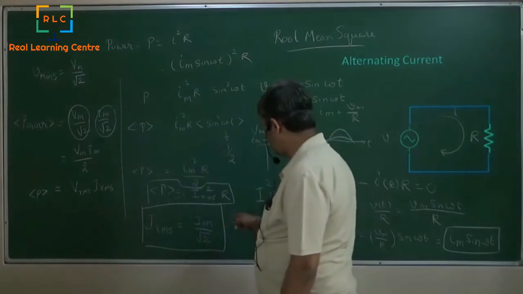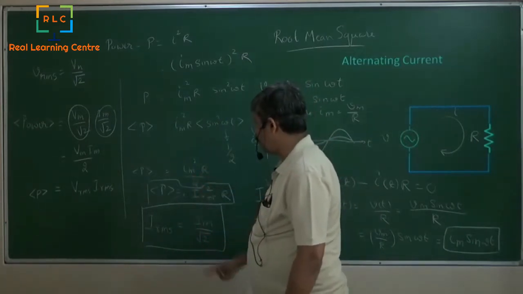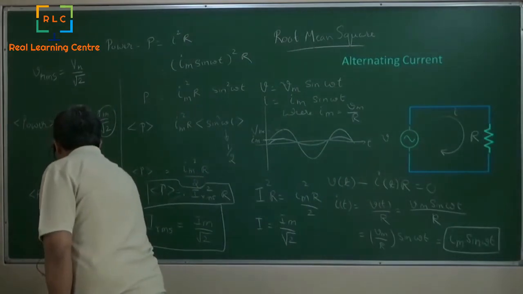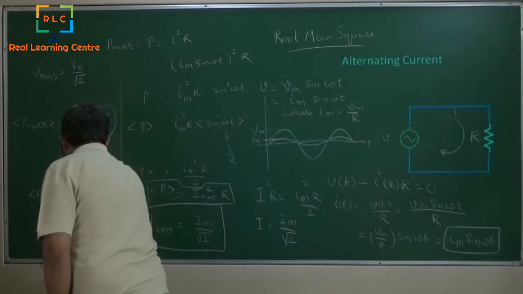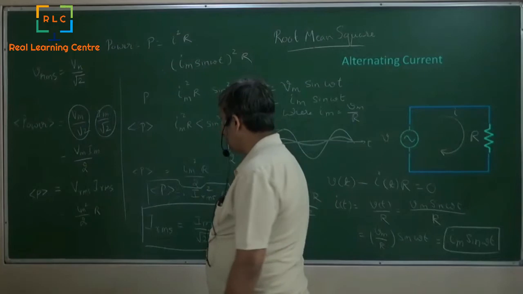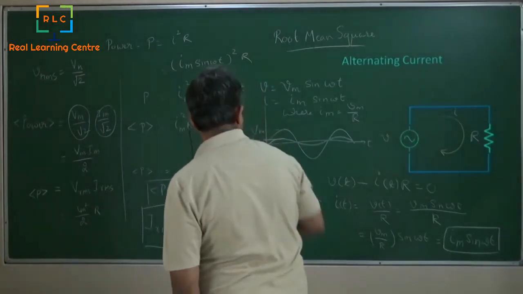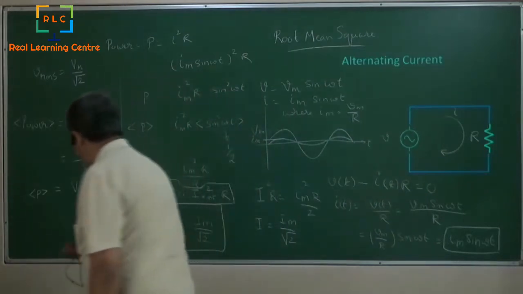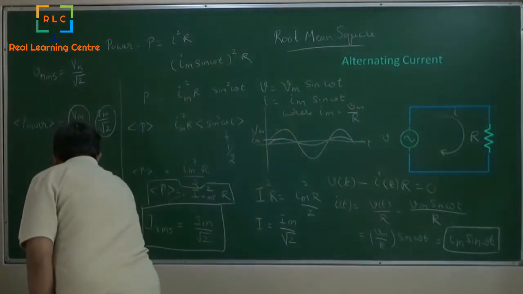So you can see very clearly that whenever I'm talking about average power, it is Im square by 2 into R. This is the power, correct? So you can say that Im is nothing but, we know that Im is nothing but Vm by R. We can write it as Vm by R.